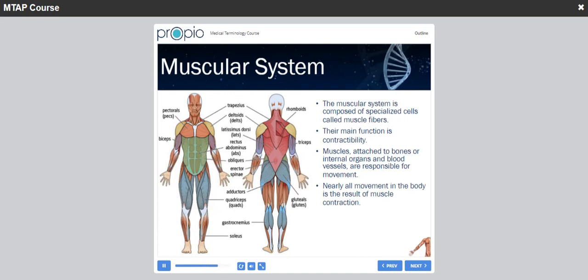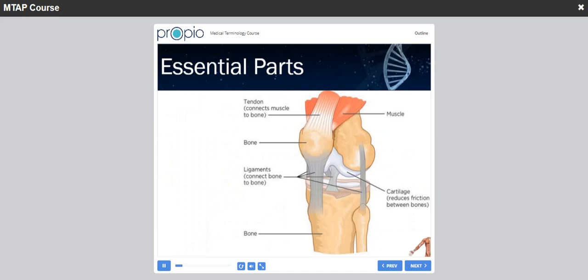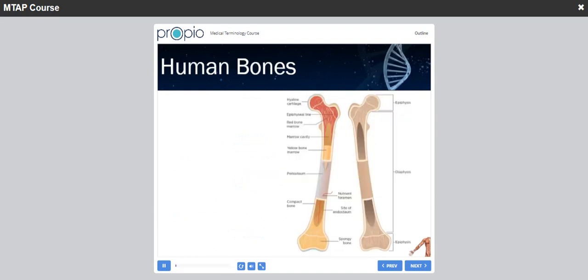They are bones, muscles, ligaments, tendons, cartilage. Let's talk about human bone structure. Bones have a hard outer structure and a soft inner marrow, a fatty substance. They contain bone marrow where blood cells are formed. They hold calcium. They act as growth plates.